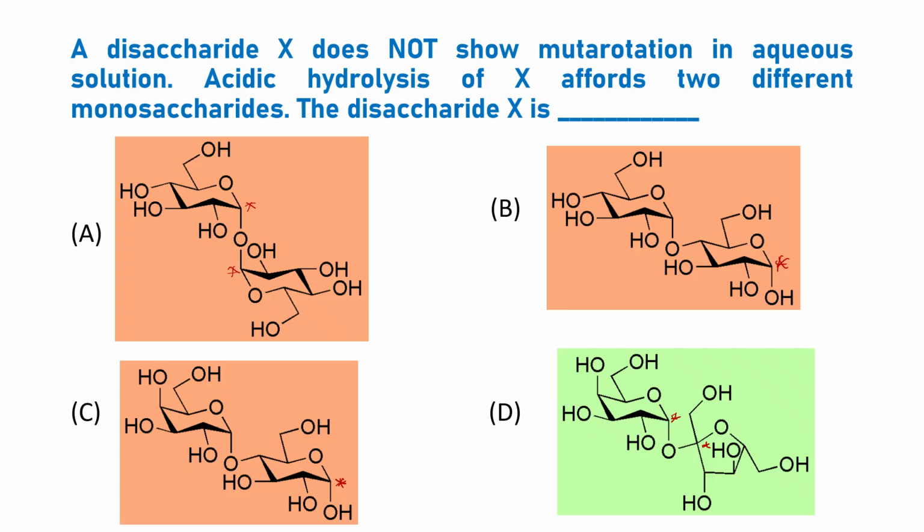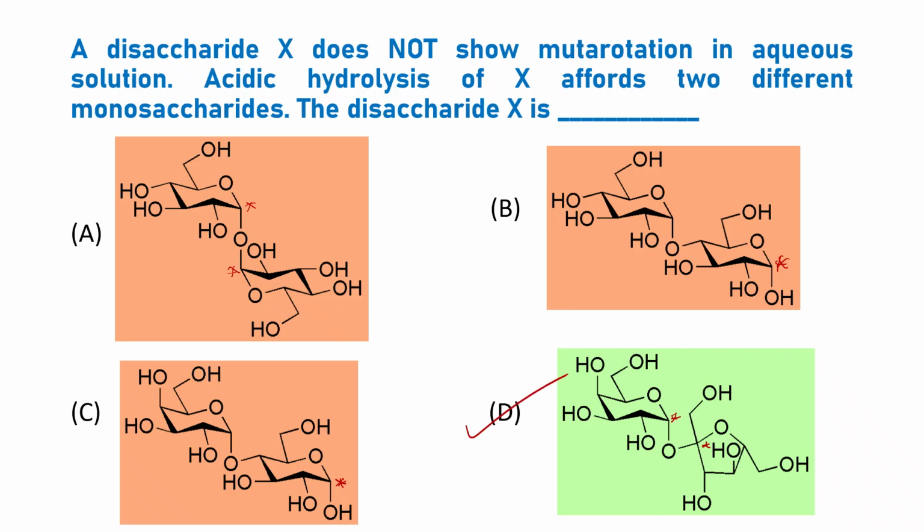So we know that A and D cannot mutarotate. C and B can mutarotate. So C and B are ruled out. So now the question is between A and D, which one is the answer? So for that they have given the second case. They will give two different carbohydrates. So it's very clear. It's a very simple question. Just now we saw it is sucrose. One part is fructose, another part is glucose. So the answer is D. And this is two glucose molecules together. So this is the correct answer.